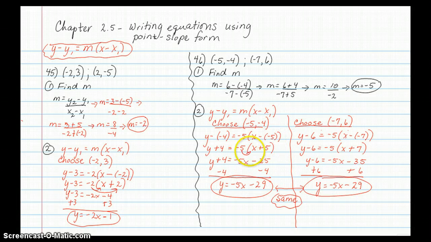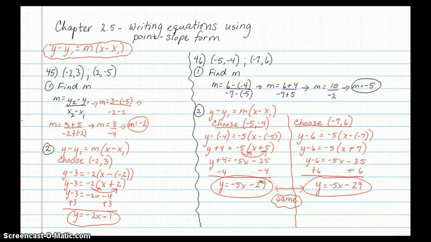Using the distributive property, negative 5 times x is negative 5x. Negative 5 times 5 is negative 25. We want y isolated to write it in slope-intercept form, so we subtract 4 from both sides. We're left with y equaling negative 5x, negative 25 and negative 4, negative 29.